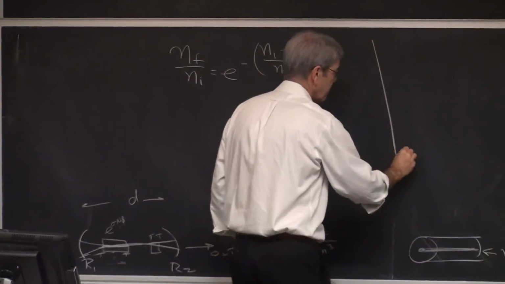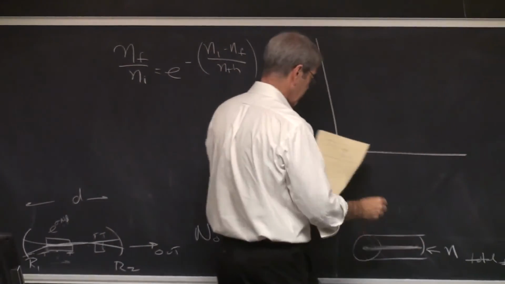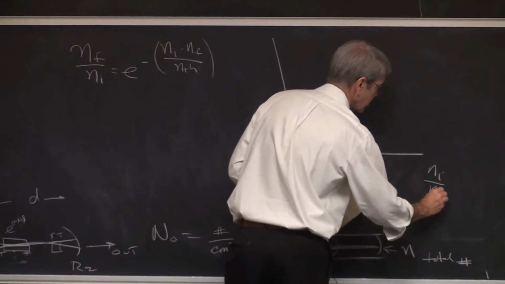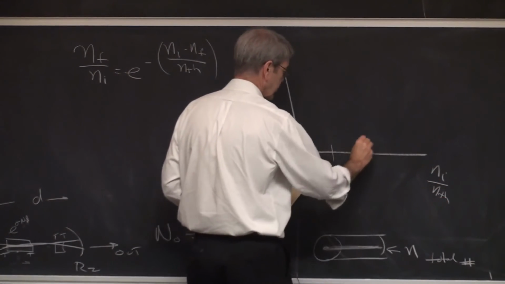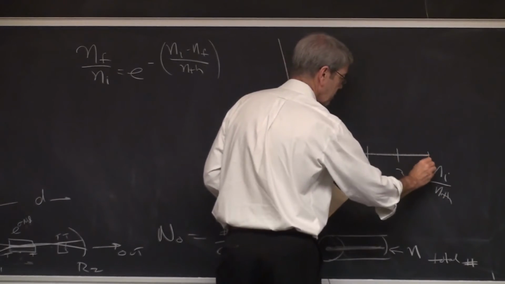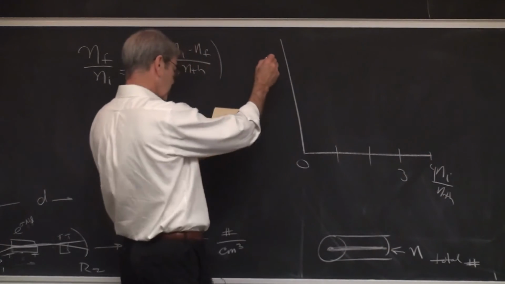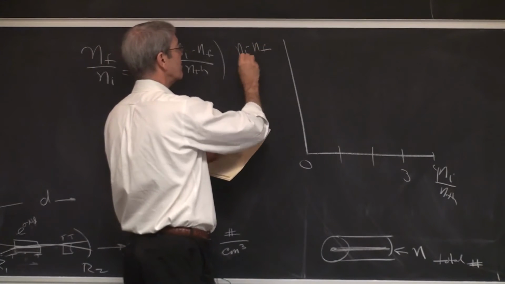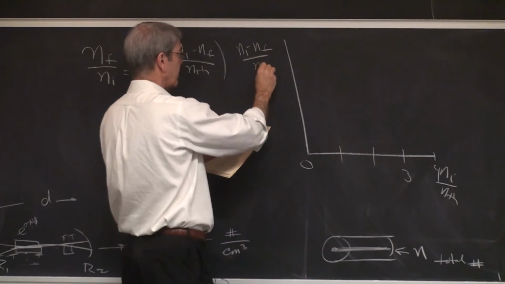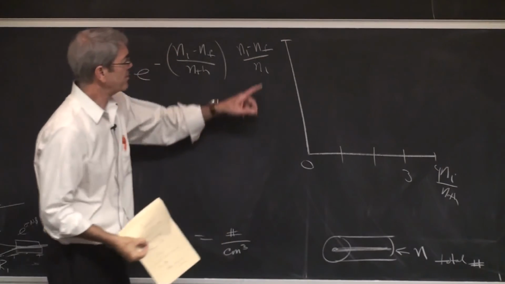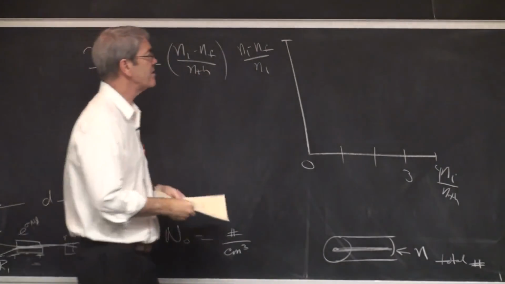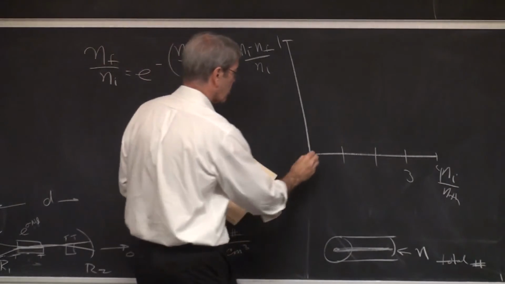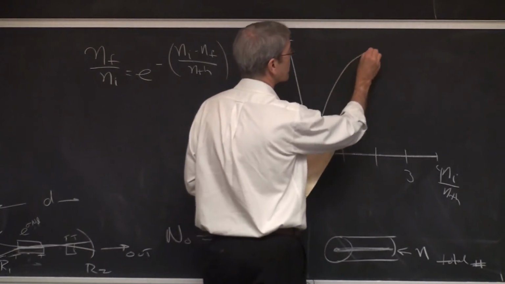And what you find, if you make a plot of, here's ni over n threshold, say 1, 2, 3, 4, and here's (ni minus n final) over ni. So if n final is 0, this would be 1. So I've used 100% of the inversion. You could get a curve kind of like this.